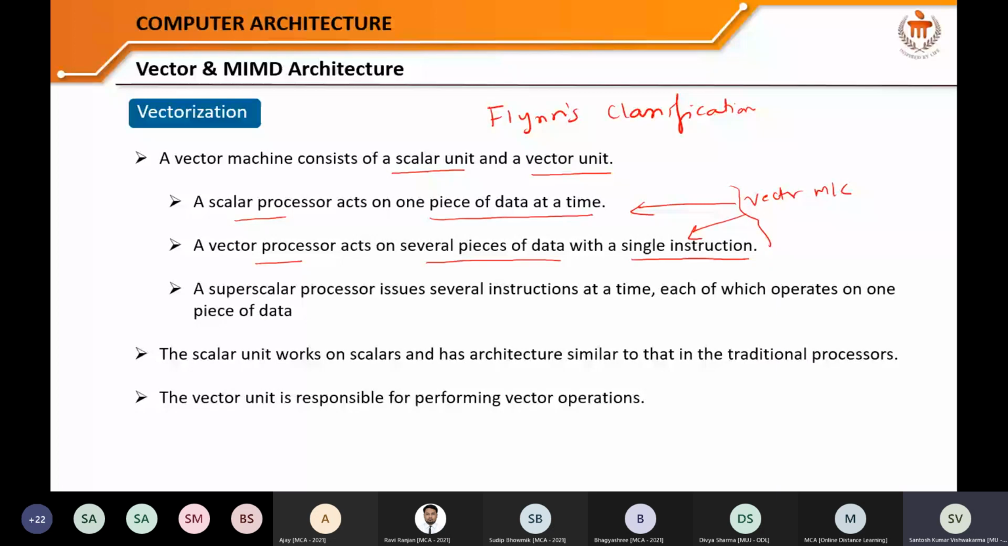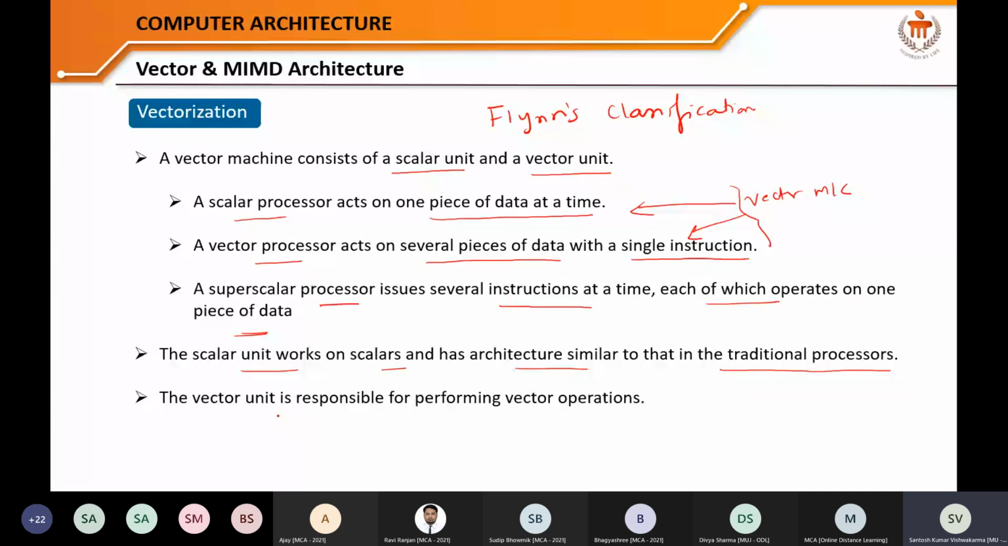If you search further, you can find that there exist many vector machines with integrations of scalar as well as vector processors, and they vary in number. A superscalar processor issues several instructions at a time, each of which operates on one piece of data. The scalar unit works on scalars and has an architecture similar to a traditional processor. We have seen earlier that it acts on one piece of data, and the vector unit is responsible for performing vector operations. So this is the first slide.